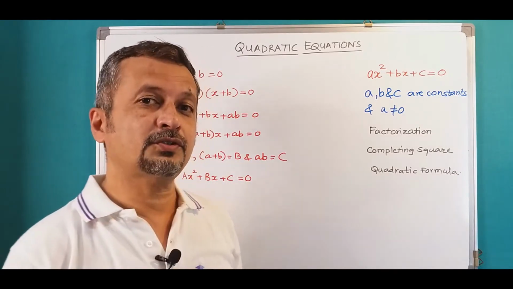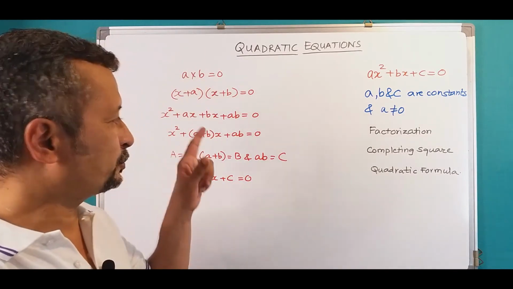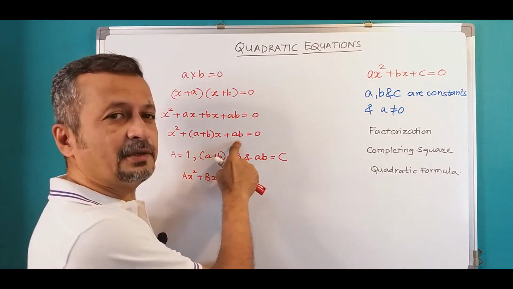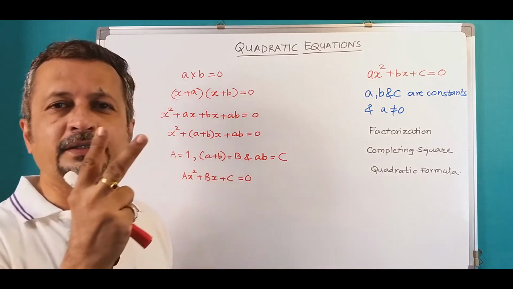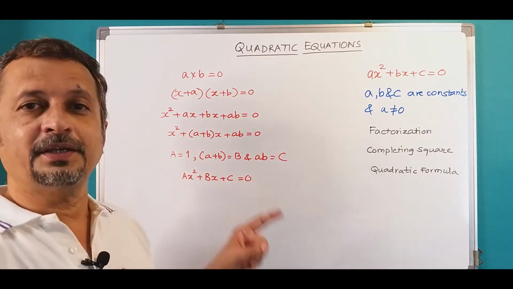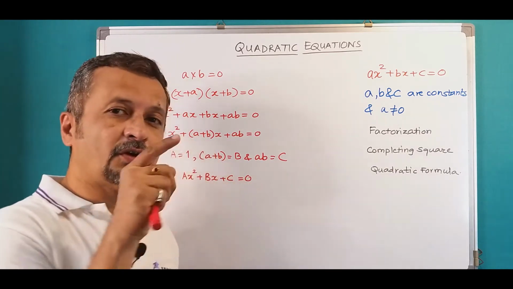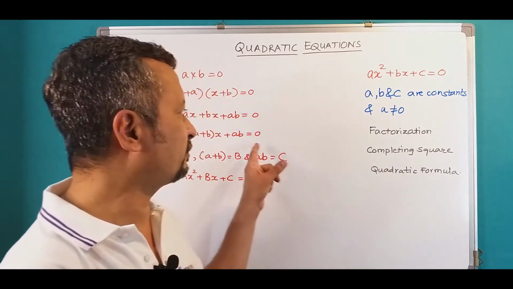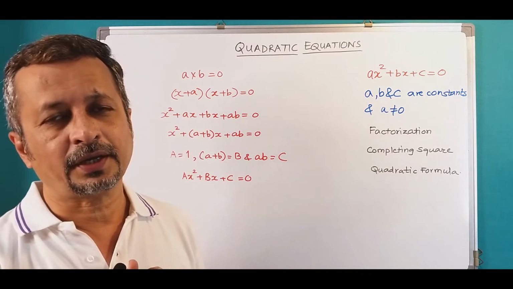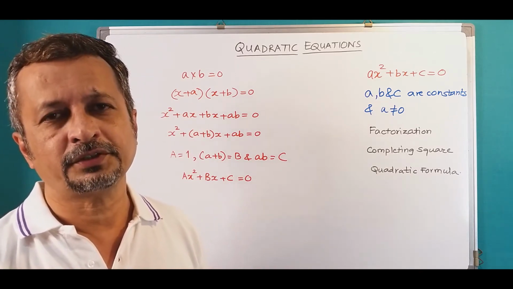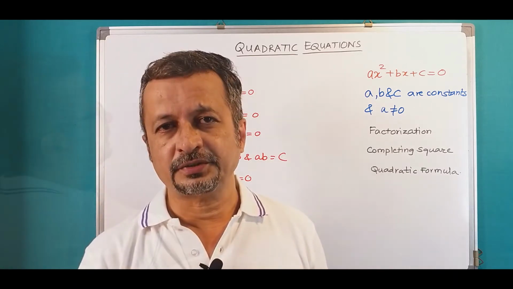So for solving by factorization, what I am going to do is split this third term, this term ab, into two factors. In this case the factors are a and b, such that the coefficient of the middle term, the coefficient of x, is the sum of the factors of the third term. That is how we are going to solve equations by factorization.